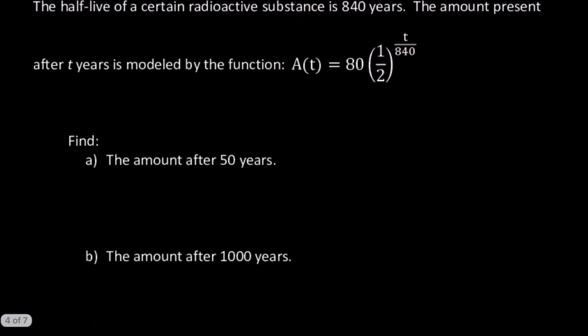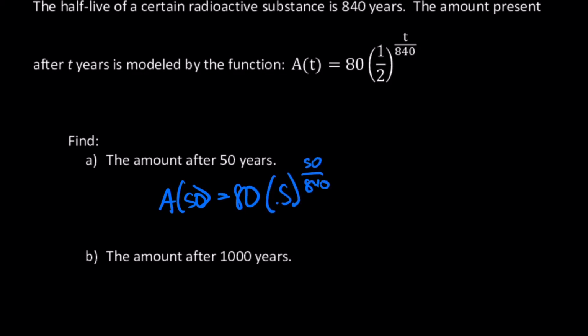Find the amount after 50 years. Okay, so we're going to plug in 50. That'll be 80 times 0.5 to the 50 over 840. And it doesn't say what to round to. I'll just go nearest thousandth. That I got 76.766.